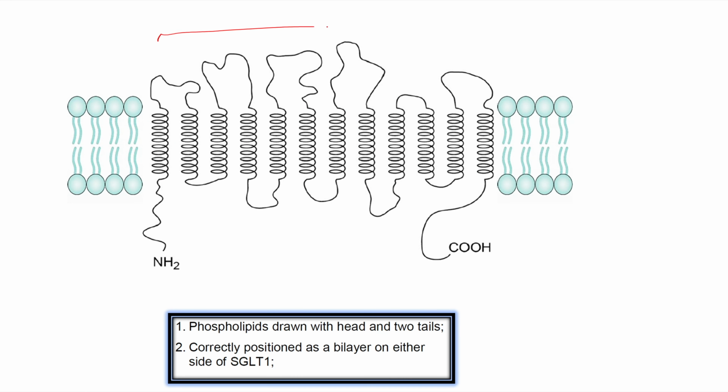So here is the SGLT1 protein. As you can see, it's embedded in the phospholipid bilayer. We're showing 4 on this side and 4 on the other side, because the question mentioned not to draw more than 8. And if you remember, the head is hydrophilic and the tails are hydrophobic. This part of the protein is hydrophobic, so that should match with the hydrophobic part of the membrane. Okay, so now let's move on to the next question.